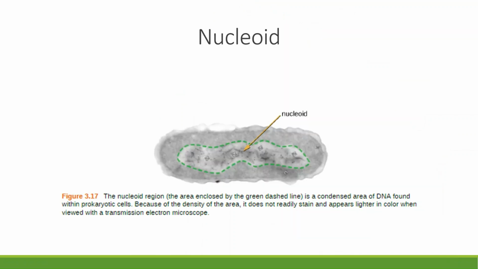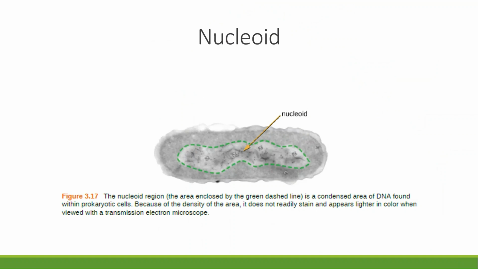We can see in this image the nucleoid region. The dotted line outlines where it is. It is not contained within a membrane, but it's kind of a condensed area of DNA found within prokaryotes. This is difficult or impossible to see using a light microscope. However, it can be viewed with a transmission electron microscope.